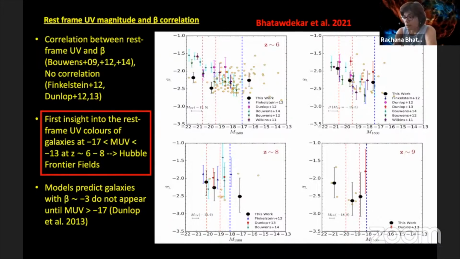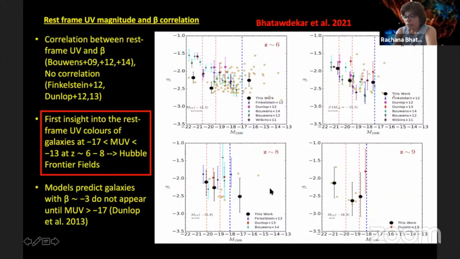For example, Bouwens et al., in these blue points here in these plots, found a correlation between rest-frame UV and beta, such that faint galaxies have bluer UV slopes. But there are also other studies, for example from Finkelstein and Dunlop, who do not find such a correlation. But again, these studies are limited to an absolute magnitude of minus 17, which is shown by these dashed blue lines here in these plots.